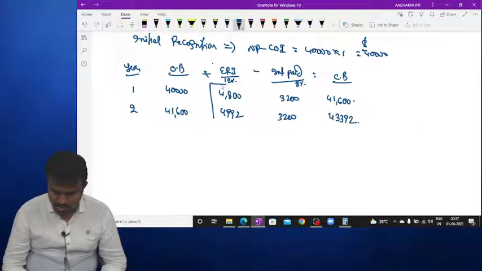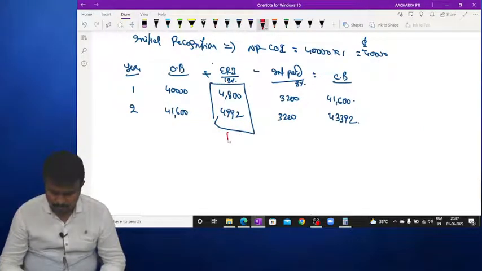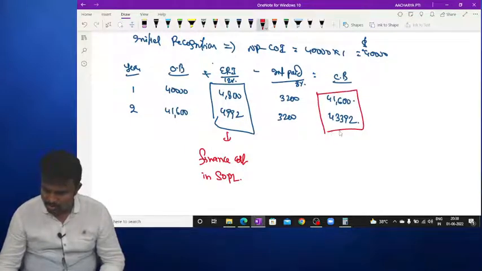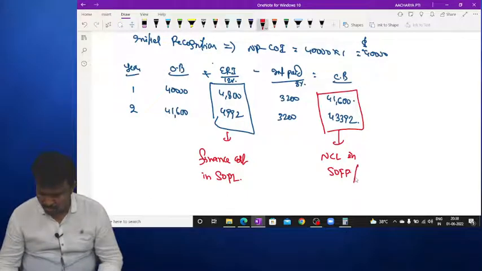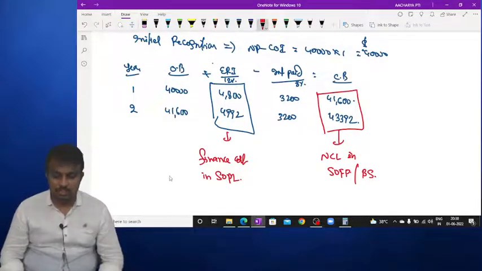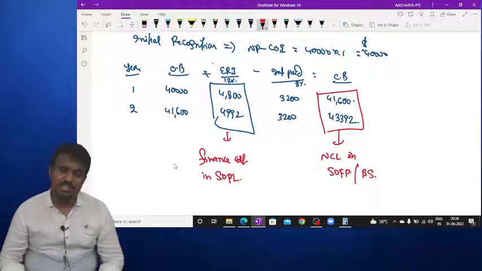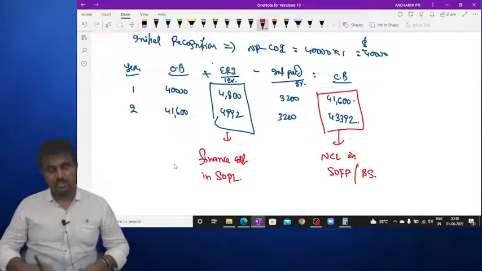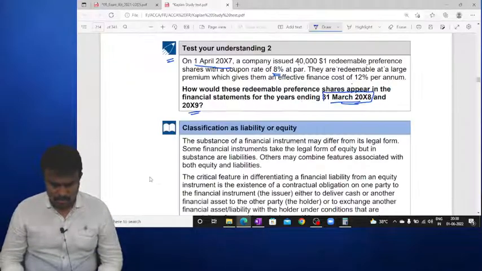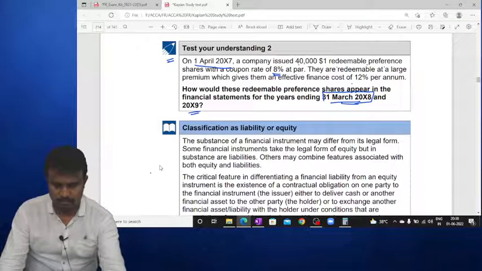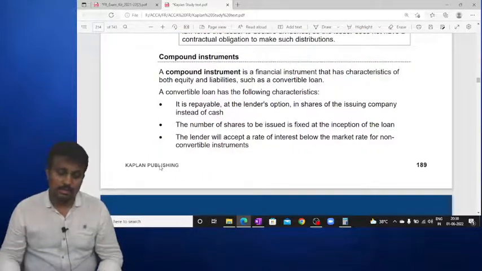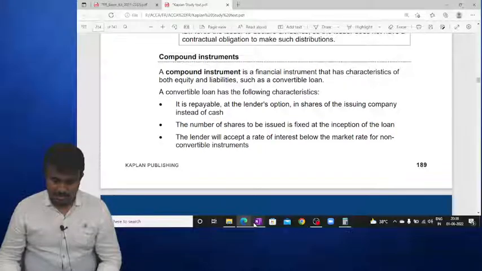So how do these appear in the financial statements, correct? This is shown as a finance cost in the statement of profit and loss, and this is shown as a non-current liability in the statement of financial position, nothing but the balance sheet. So the same thing we consider in case of preference shares and in case of loan notes or debentures. This is the one relating to the financial liability.